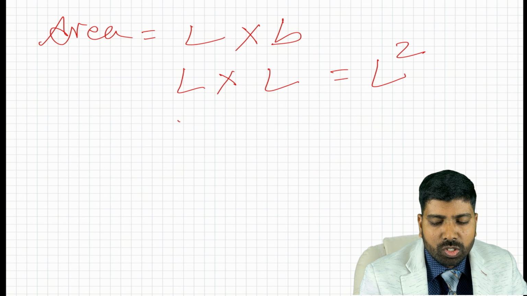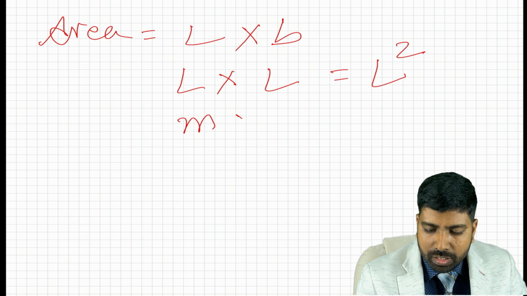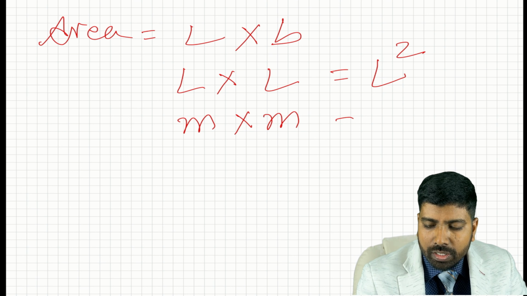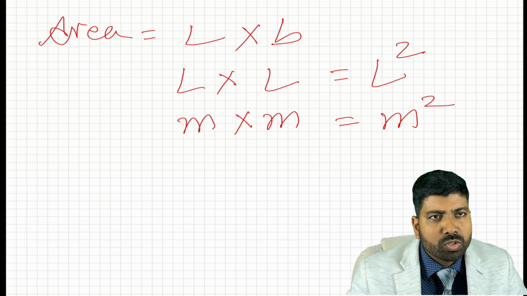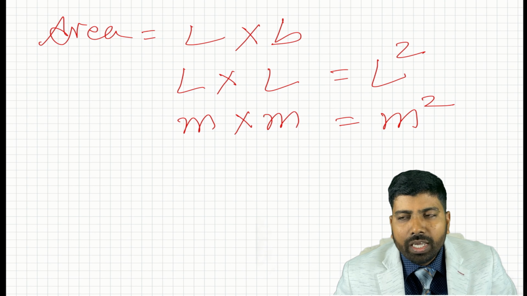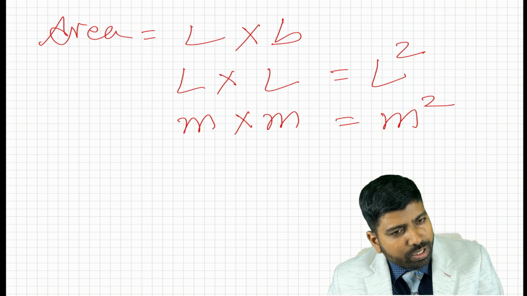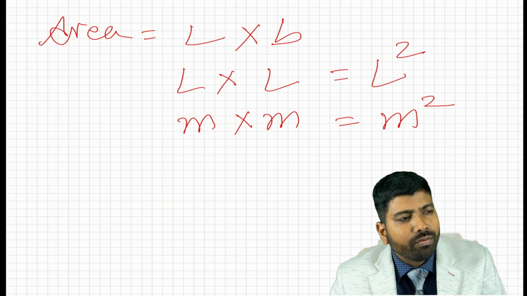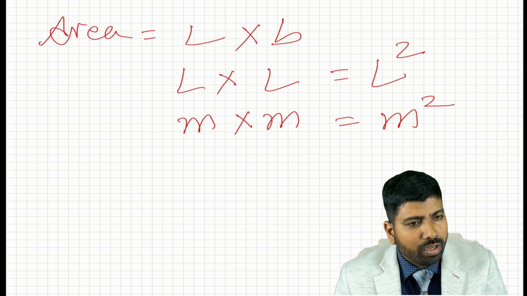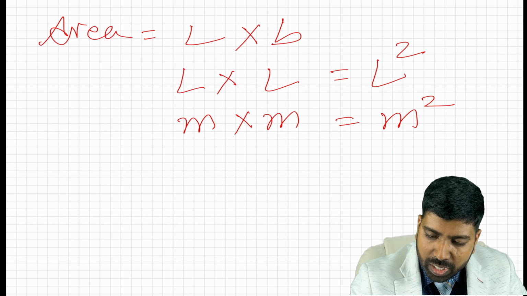If you are measuring this with meter and this is also with meter, then the unit will be meter square. So that is why area is not a fundamental physical quantity. It is a derived quantity. It is derived from the length.